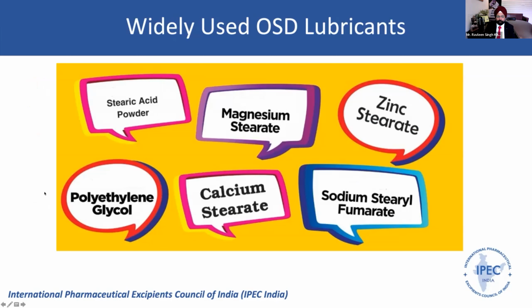Now, what are the most commonly used OSD lubricants? So these 6 names you are conversant with. Out of these 6, the clear-cut hero is magnesium stearate. With more than 90% of the times it is being used, and it is so versatile. It has so many advantages that despite some disadvantages like impacting the dissolution or DT, still it remains used in 90% of the OSD formulations.